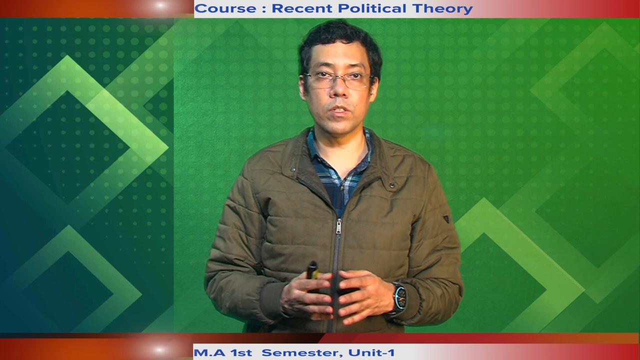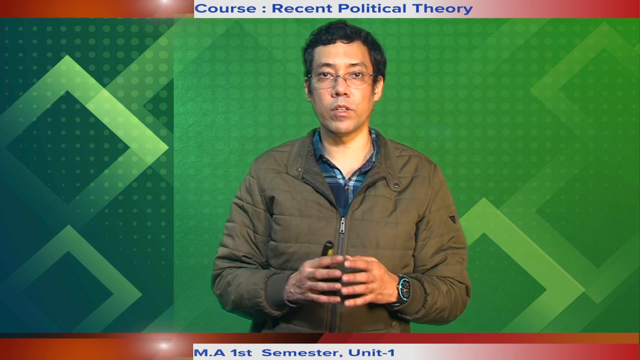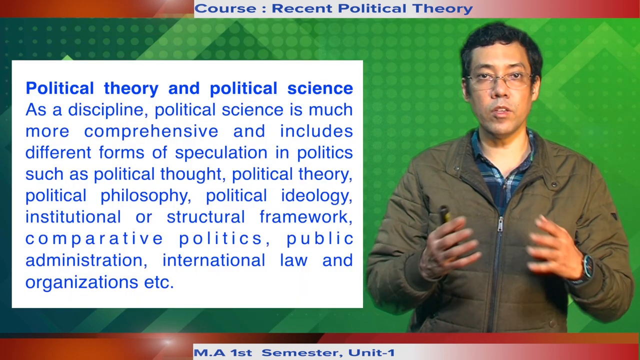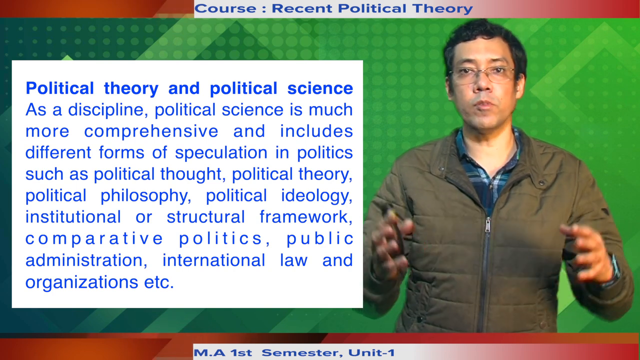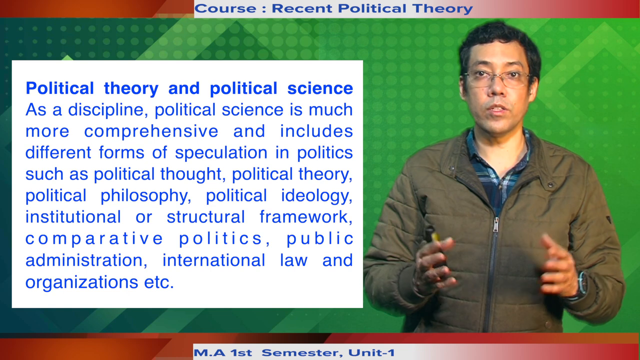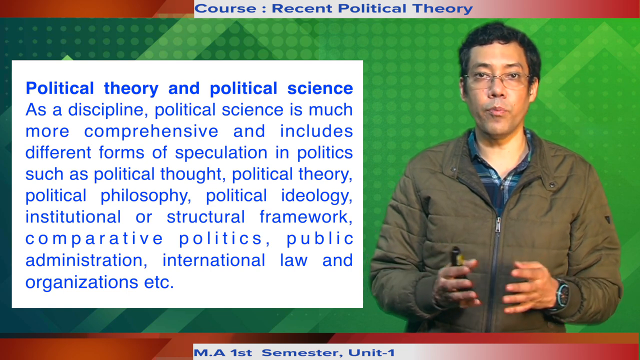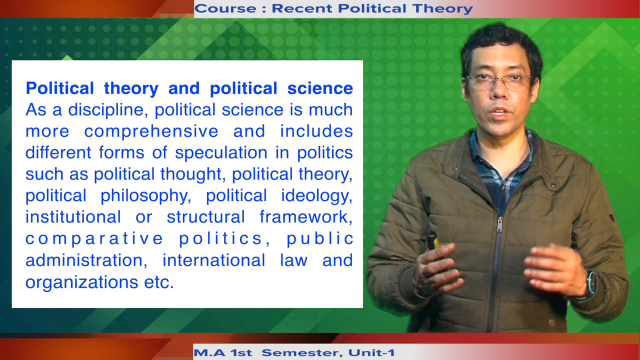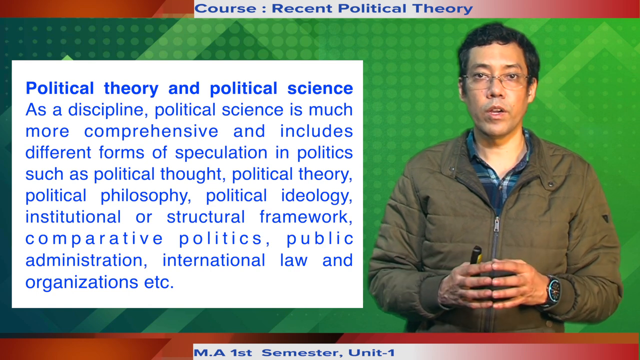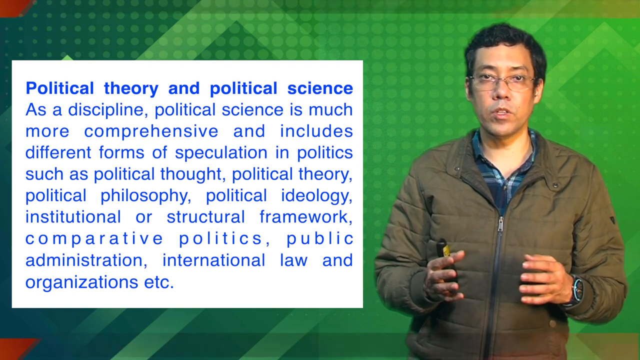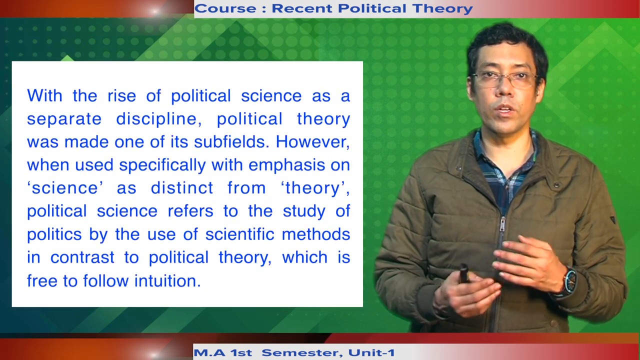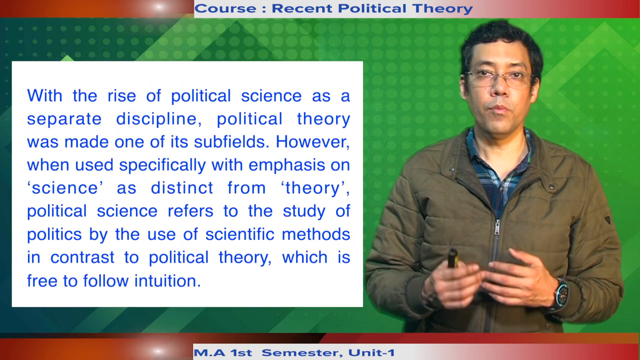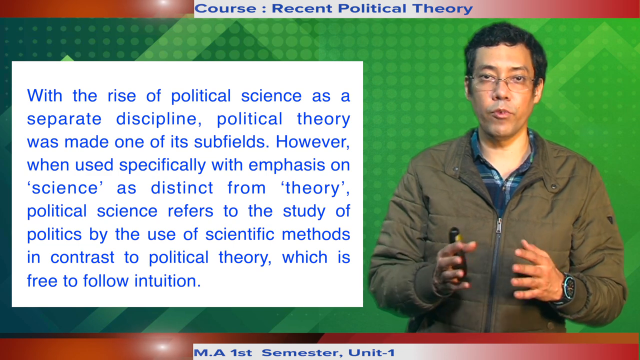Now, coming to the distinction between political theory and political science, we find that as a discipline, political science is much more comprehensive and includes different forms of speculation of politics, such as political thought, political theory, political philosophy, political ideology, institutional structural framework, comparative politics, public administration, international law and organizations, etc. With the rise of political science as a separate discipline, political theory was made one of its subfields.